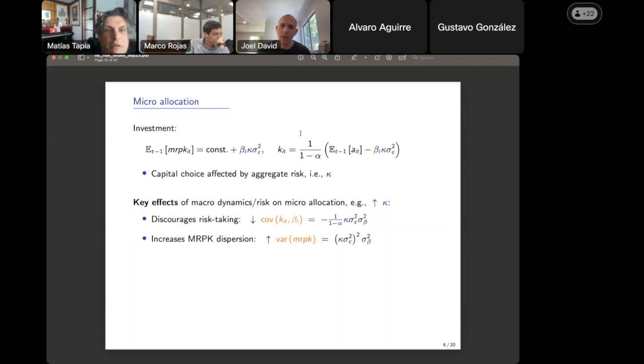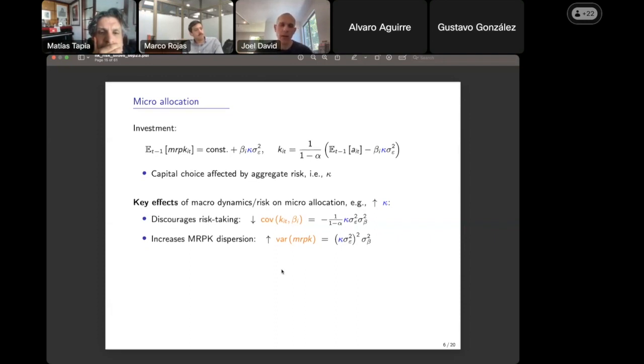First, when the amount of risk goes up, kappa goes up, it discourages risk taking at the micro level. Firms see a lot of risk in the world, and they themselves take on less risk. That's going to reduce the covariance of capital with beta. In other words, my risky high beta firms are going to choose less capital. Okay, and so that covariance is going to be lower. We can see that covariance, by the way, is negative, but it's going to become more negative if I increase kappa. I'll call that a risk-taking effect.